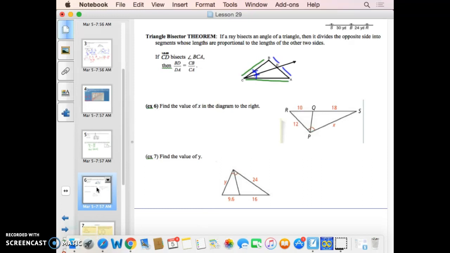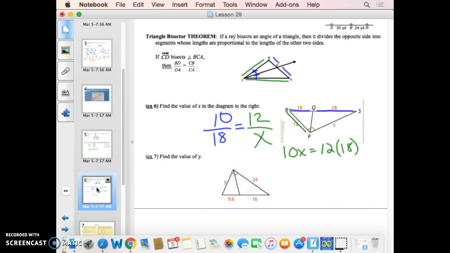Okay, so let's see how this looks over here. I'm going to do 10 over 18 is going to equal 12. Since I started with 10, I have to start with 12 over x. And this would be just 10x equals 12 times 18. And again, you're going to work that out in your calculator to figure out what x is. You multiply 12 times 18 and then divide it by 10.